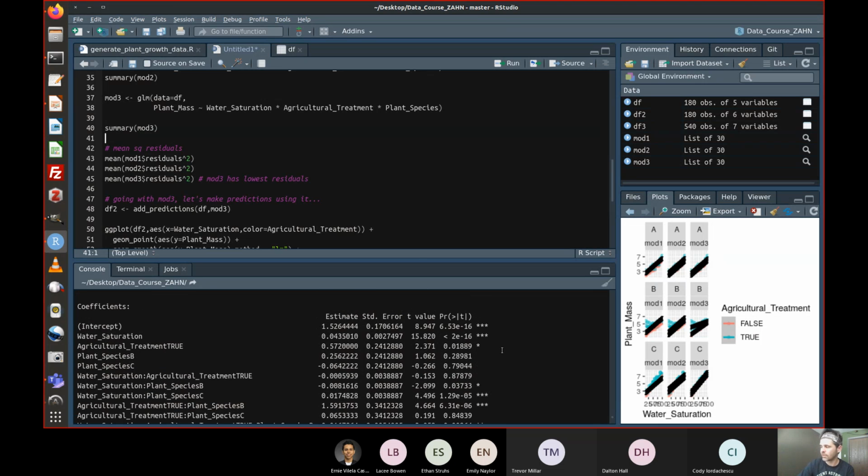And there is our statistical test results right here. So that's our output. It's the easiest part of data analysis, actually doing the stats tests. The hard part is getting the data loaded, getting it cleaned, visualizing it, and coming up with what a good model might be.